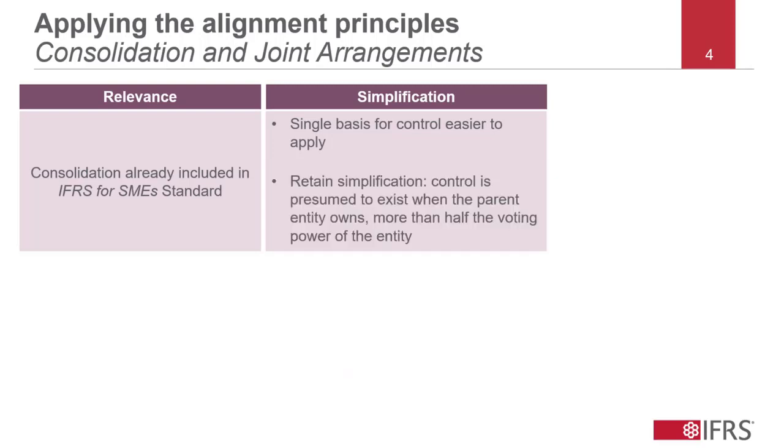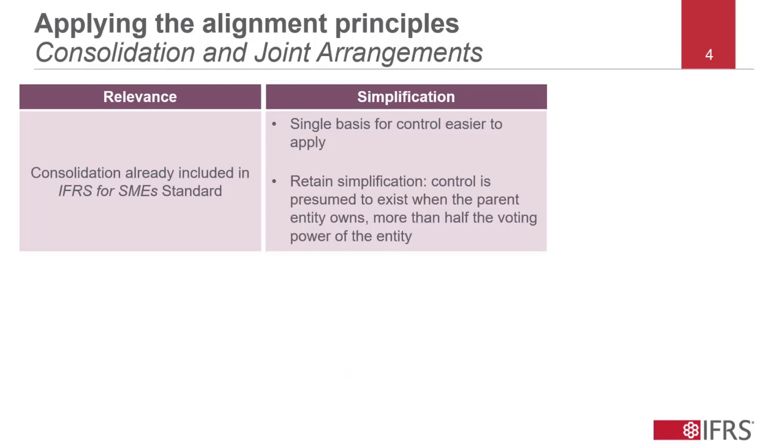Section 9 includes a further simplification, a rebuttable presumption that the parent has control when it directly or indirectly owns more than half of the voting rights. This simplification assists entities applying the IFRS for SMEs Standard that control another entity directly through voting rights, as such entities do not need to perform a complex review of other elements of the definition of control.